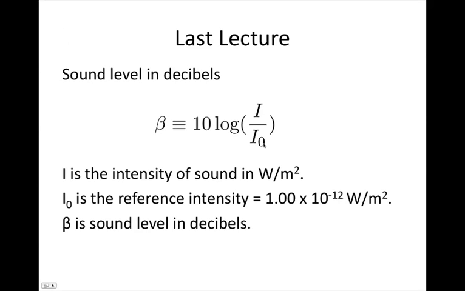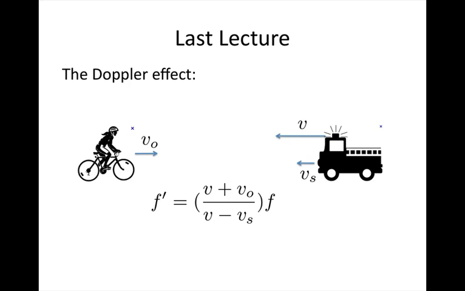First of all, a quick recap of the most important ideas from last lecture. We saw sound levels were defined by beta and they're measured in decibels. They're given by 10 log to the base 10 of I on I naught, where I naught is the reference intensity, the lowest intensity of sound that we can hear at 1000 Hertz.